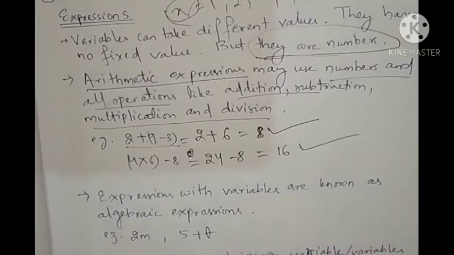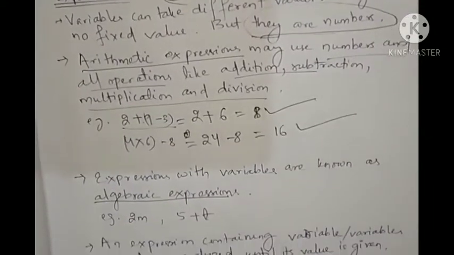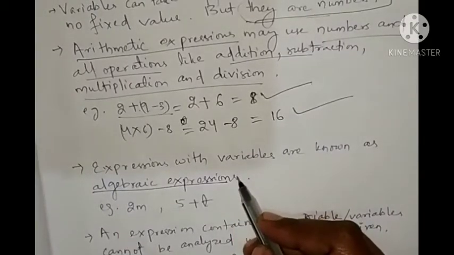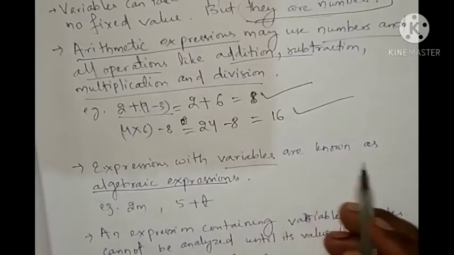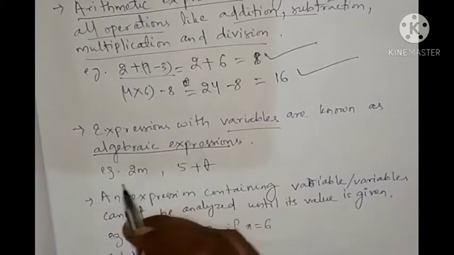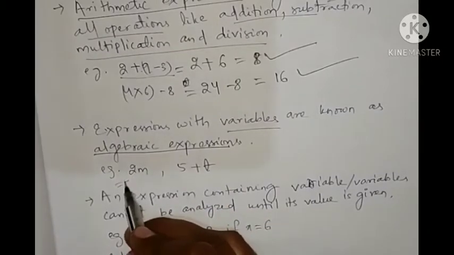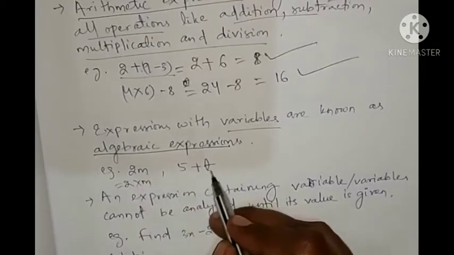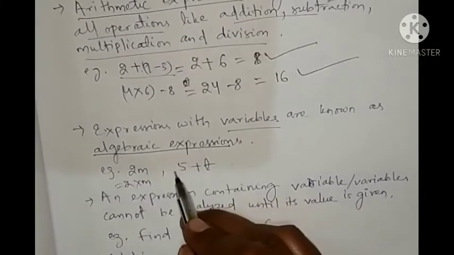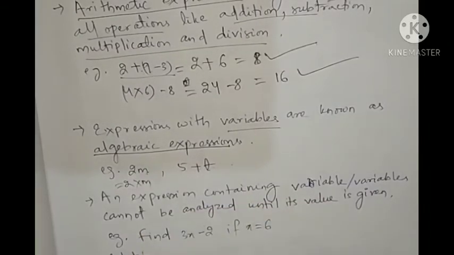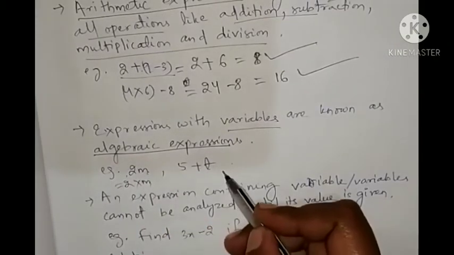Another kind of expression is the algebraic expression. In an algebraic expression we use variables. Expressions with variables are known as algebraic expressions. Look here, 2m, 5 plus t. 2m means 2 into m, 2 is multiplied to m. 5 plus t means 5 is added to t. By looking at this we can say this is an algebraic expression.